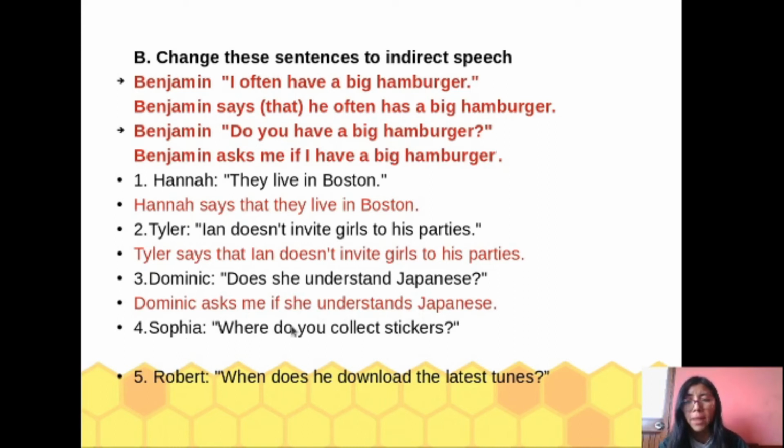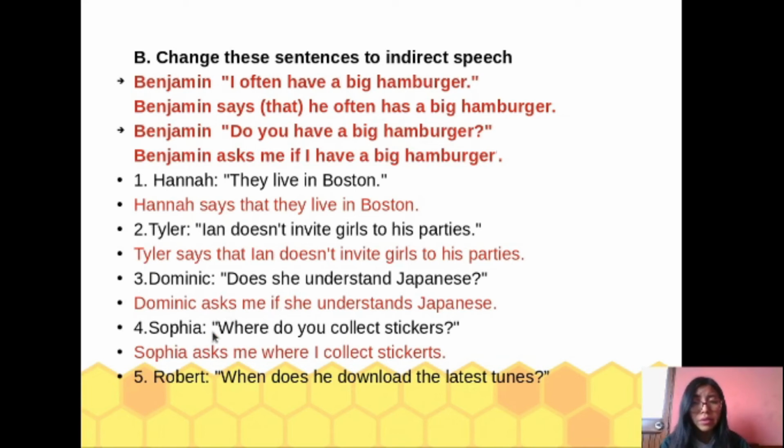Sophia, where do you collect stickers? Okay, in this case, we are going to change some parts. Okay, so pay attention. Sophia asks me where I collect stickers. Okay? Remember, if your question starts with double H word, si su pregunta empieza con una double H word, remember where, when, what, which, why, you don't have to use if. No vamos a utilizar if.